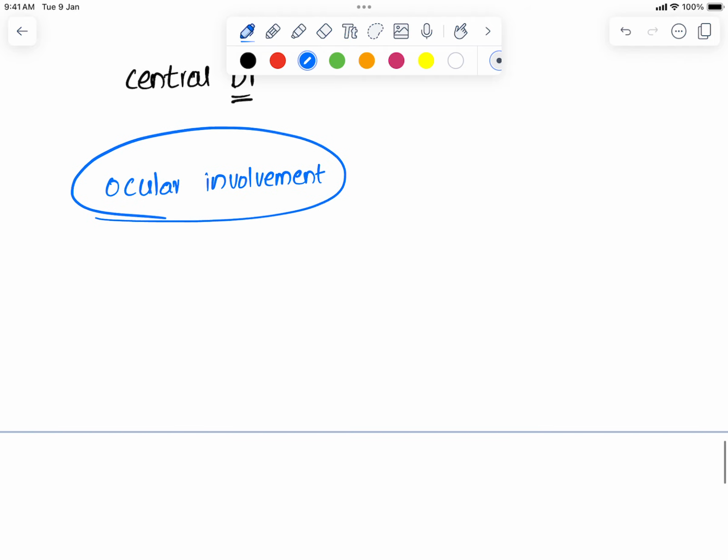The ocular involvement will be in the form of uveitis, where there is involvement of the iris, ciliary body and choroid, and there can also be pars planitis. So this will be the ocular involvement.